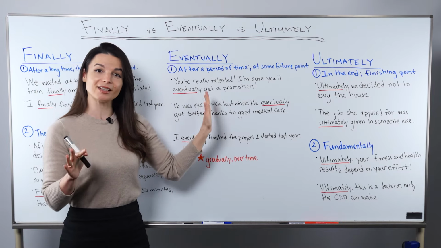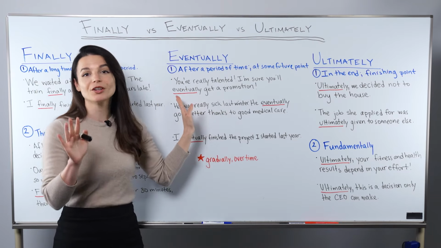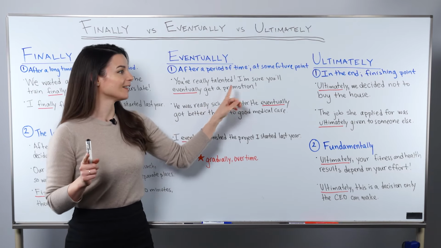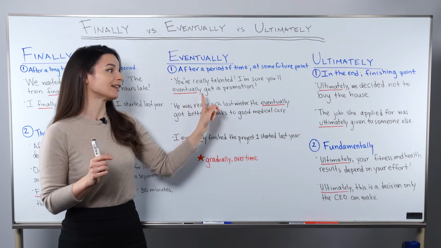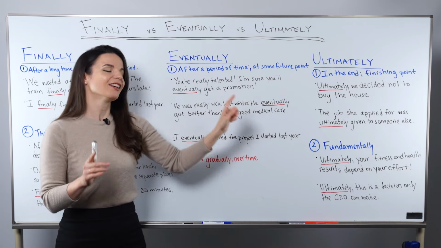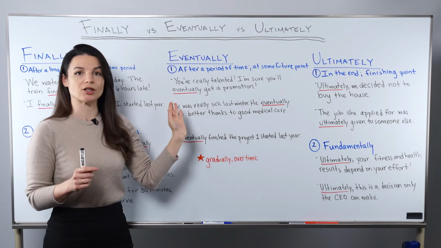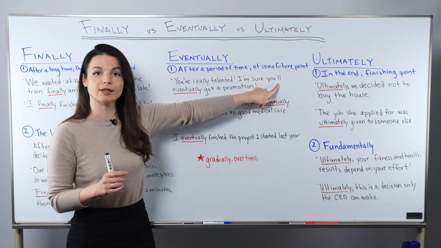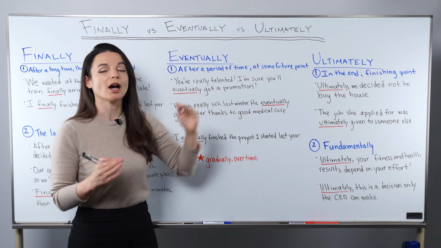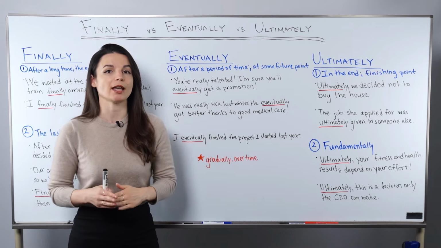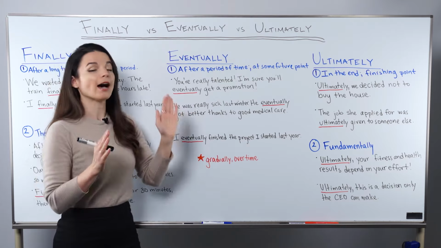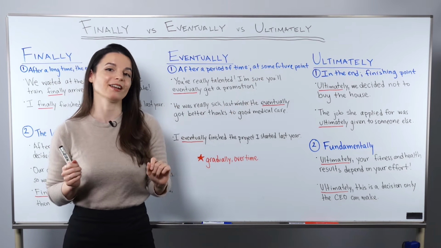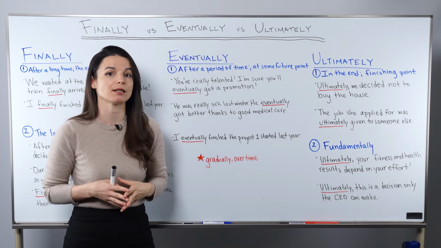First, you're really talented. I'm sure you'll eventually get a promotion. Okay, so let's break down this use of eventually. Here we have, you'll eventually get a promotion. This is a future tense expression, so you will. I'm sure you will eventually get a promotion. This is like saying, I'm sure that at some future point, you will get a promotion. That's what this eventually means.